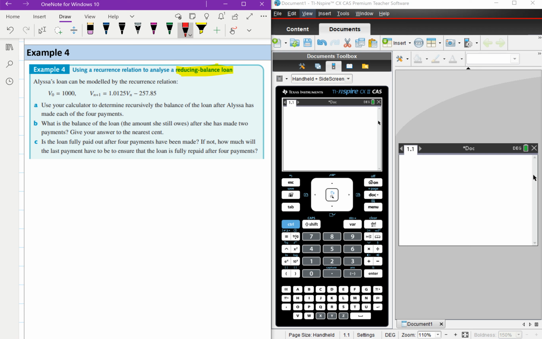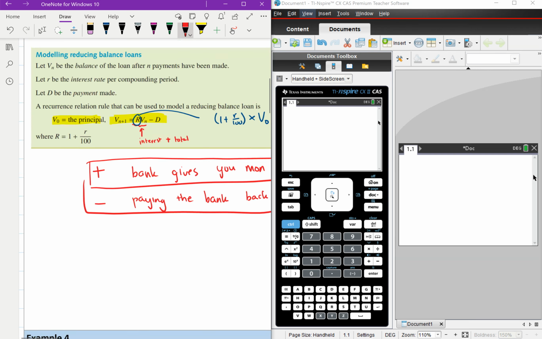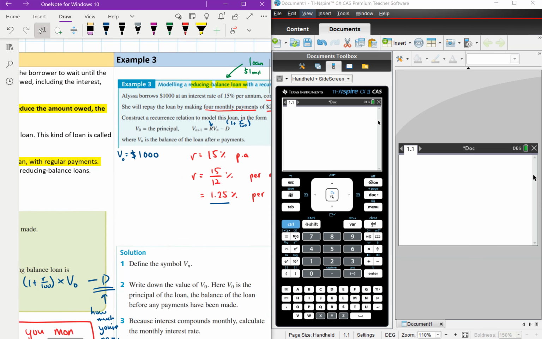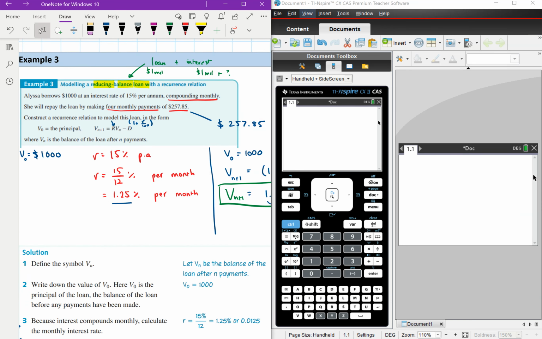Here it says part A, Alyssa's loan can be modeled by the recurrence relation. We can see that V0 is $1,000, so Alyssa's borrowing $1,000. The recurrence relation says V of n plus 1 is 1.0125 times Vn minus $257.85. This follows on from the previous example, example 3. If you weren't following it, essentially it's 15% per annum compounded monthly, and monthly repayments are $257.85.